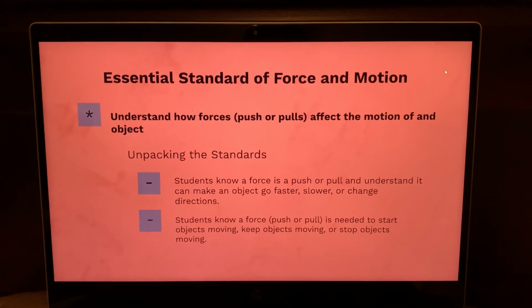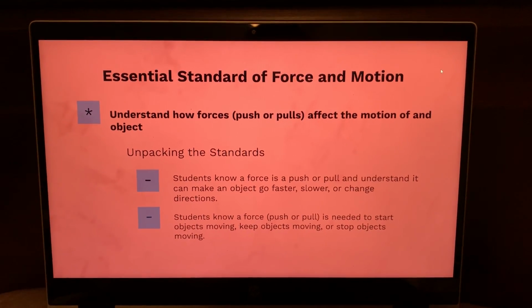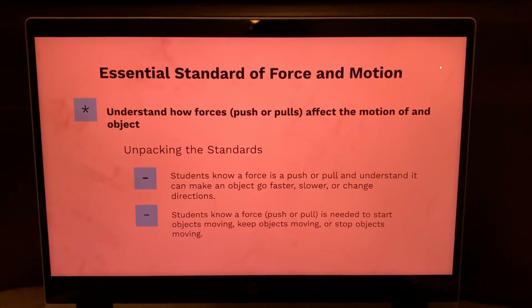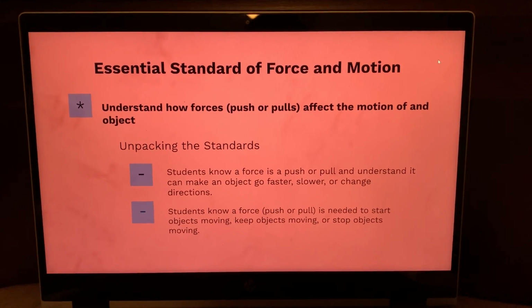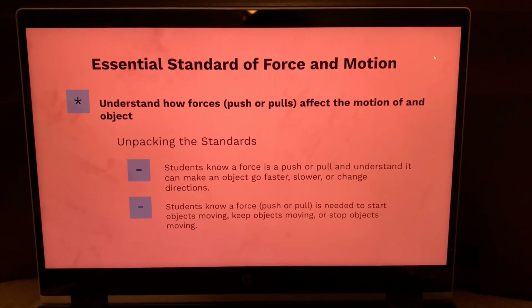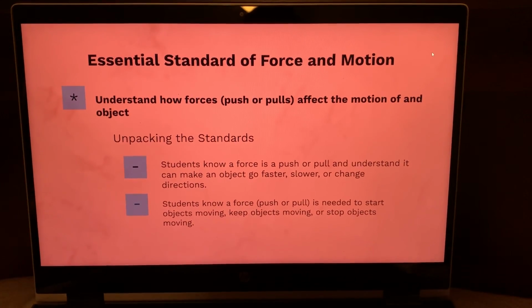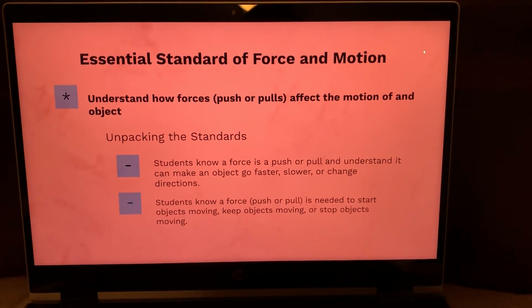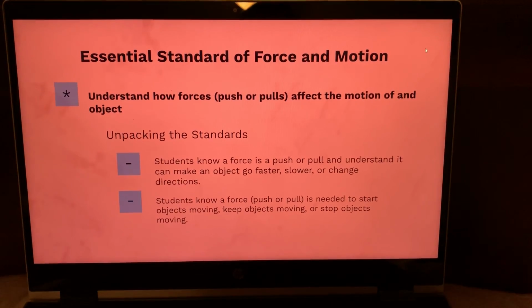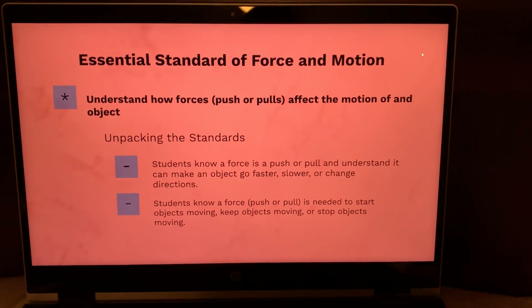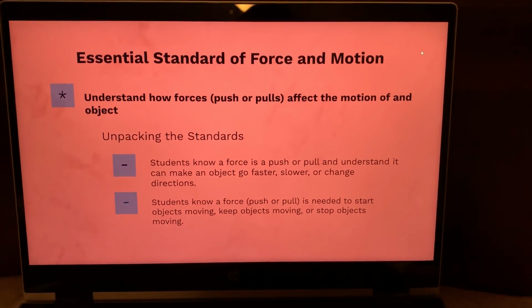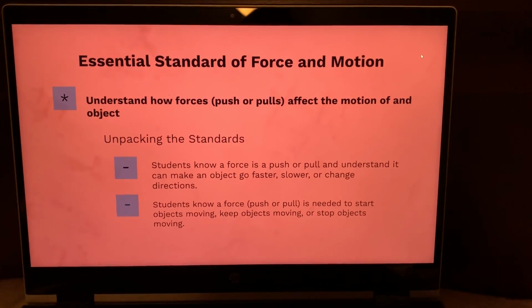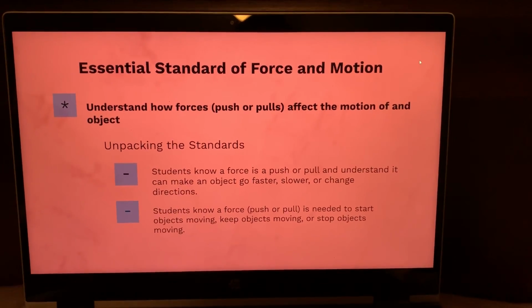But for this standard, the essential standard of force and motion, they want them to understand how forces, push or pulls, affect the motion of the object. So by the end of the lesson, they want students to know a force is a push or pull and understand it can make an object either go faster, slower, or change directions. Also, students should know a force is needed to start objects to move. They can keep them moving, or they can stop objects from moving.